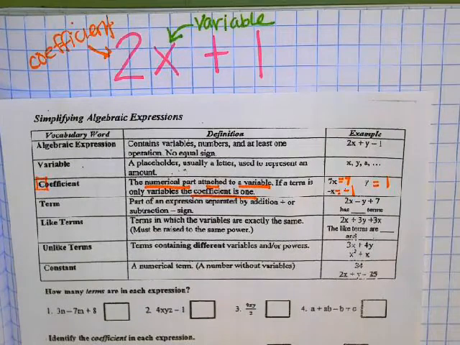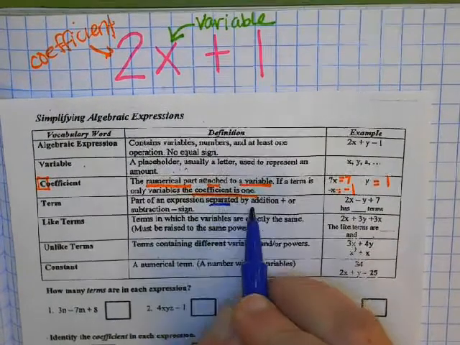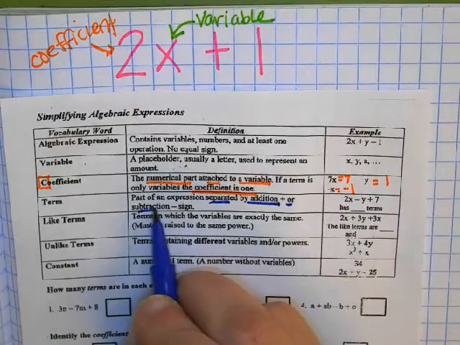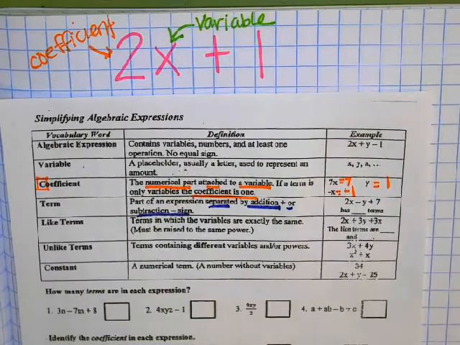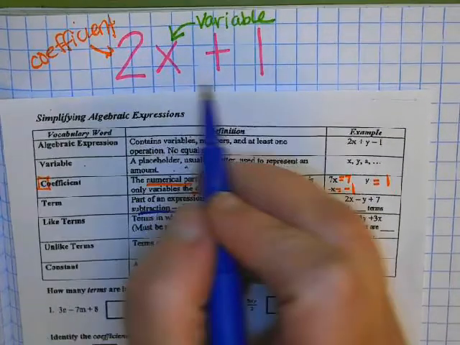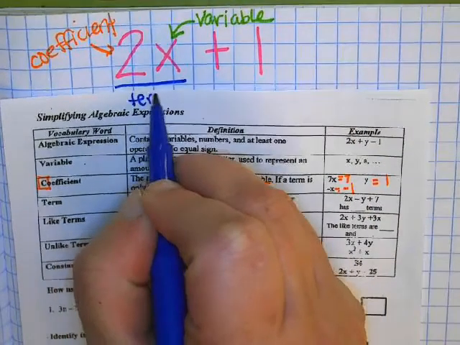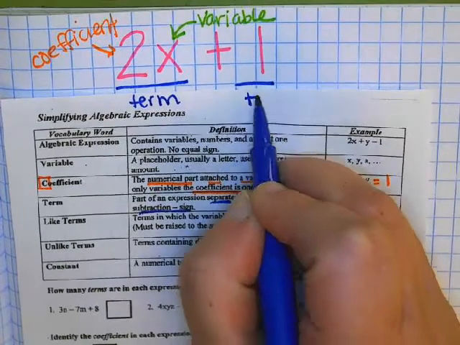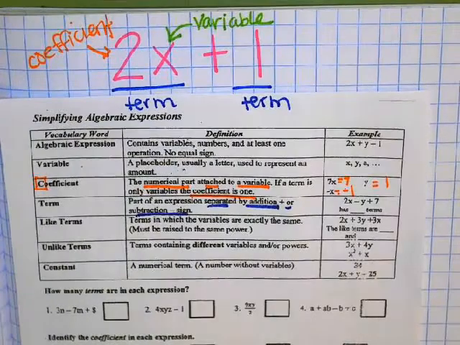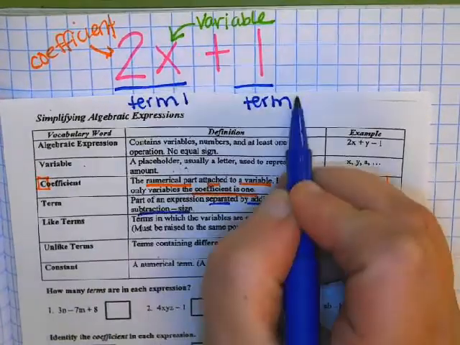All right, a term. A term is part of an expression separated by addition or subtraction. So multiplication and division does not count, just addition or subtraction. So here's an addition sign. So we have 1 term, 2 terms in this expression. There are 2 terms.